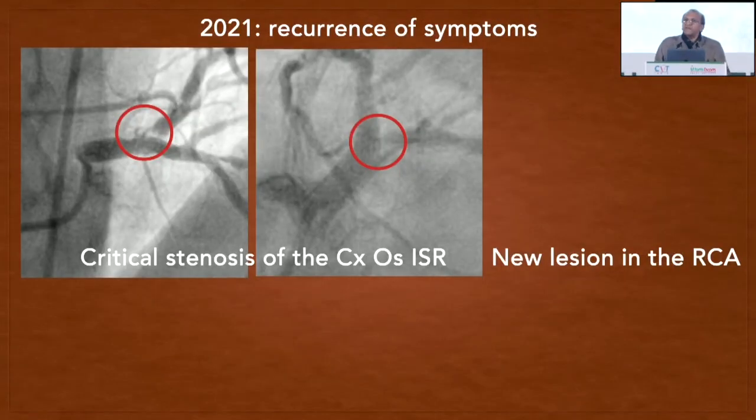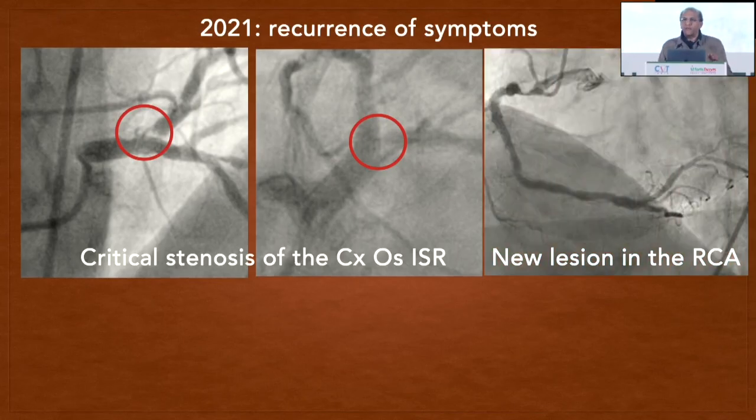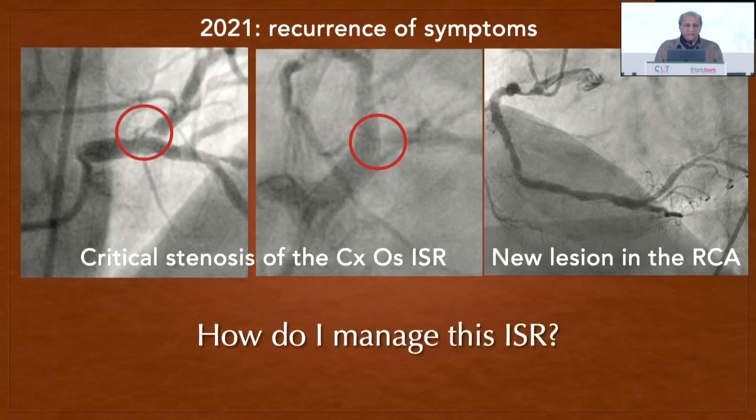He had recurrence of symptoms in 2021. And he came back with that circumflex looking tight over there. It was critical. He also had more progression of disease because of a progression of this right coronary artery, which was FFR negative in 2017. How do you manage this ISR?